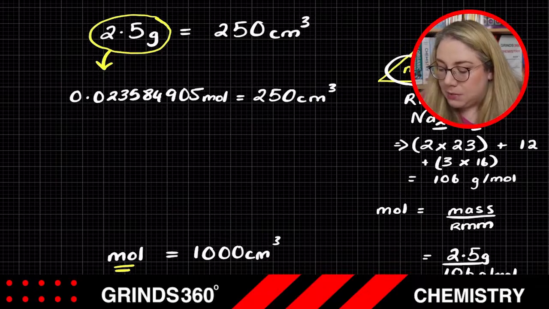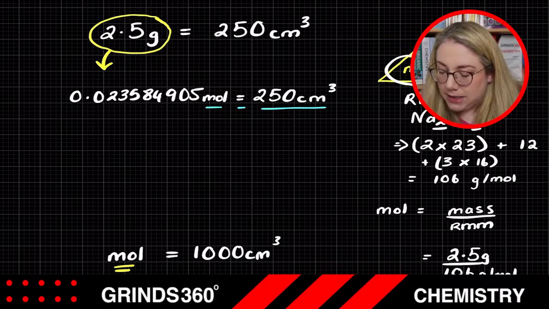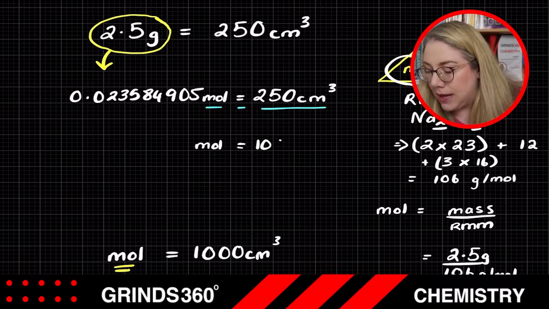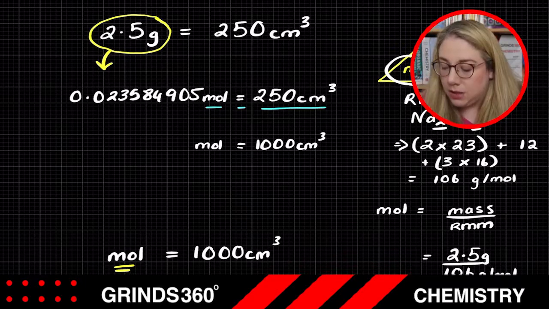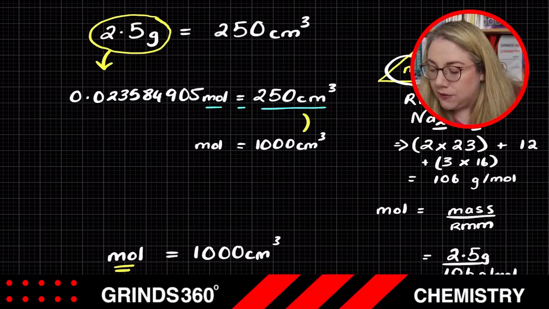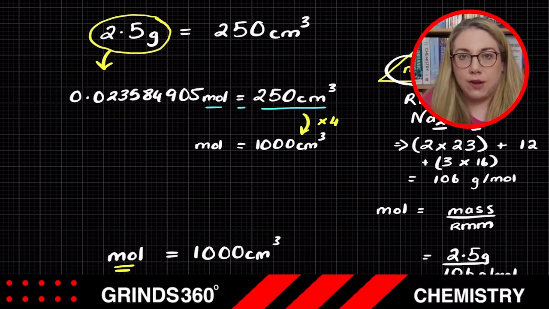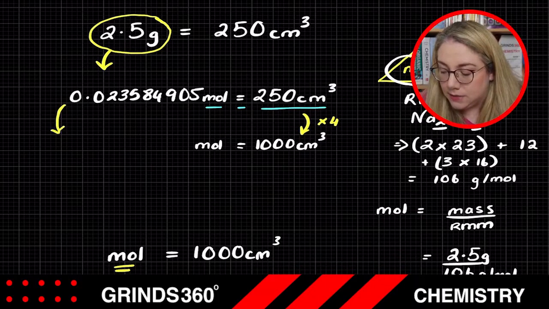Now, at the minute, my ratio is in moles per 250 centimeters cubed, and I want moles per litre. So what I'm going to do now is work out how many moles would be in a litre, which is 1,000 centimeters cubed. How do you get from 250 up to 1,000? You multiply by 4. If you are increasing the volume of the solution by a factor of 4, you have to do the same thing to the solute.